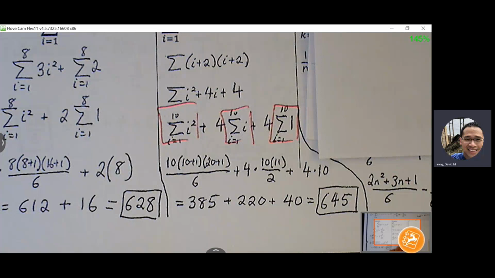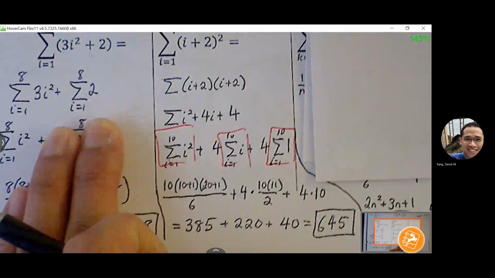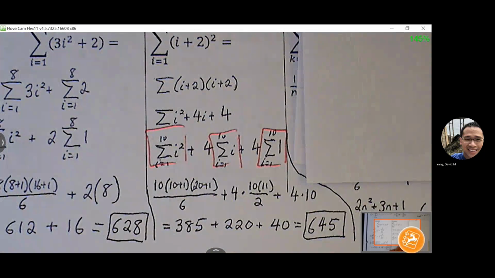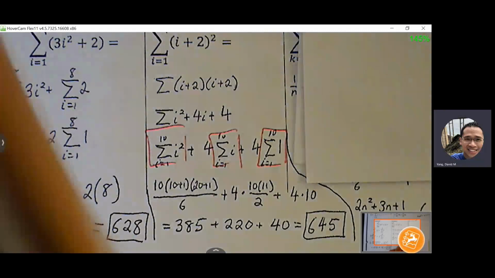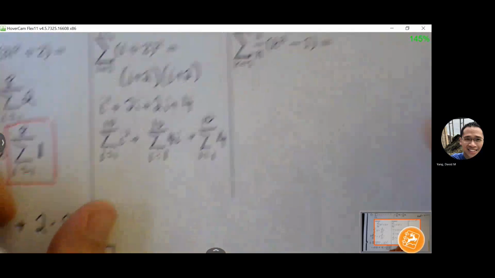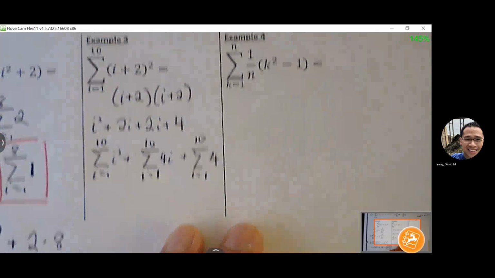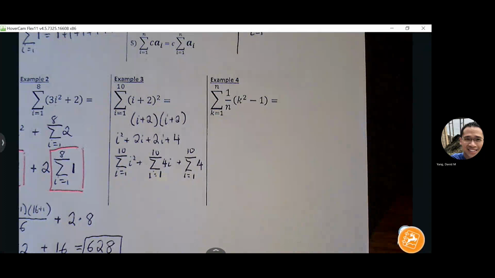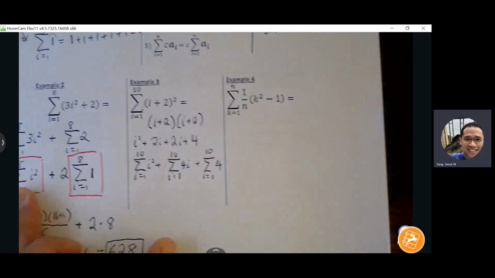Okay, any questions with 3? Okay, let's look at number 4. Okay, does anybody still need to look at 3? All right, 4 looks a little different. What's different about number 4?